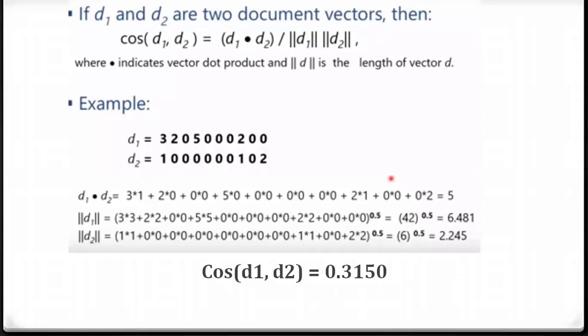So there are two methods of calculating cosine similarity. Either you can measure it through the cosine of the angle, or you can use the formula a into b divided by mod of a into mod of b.